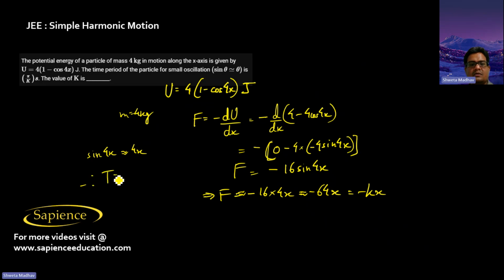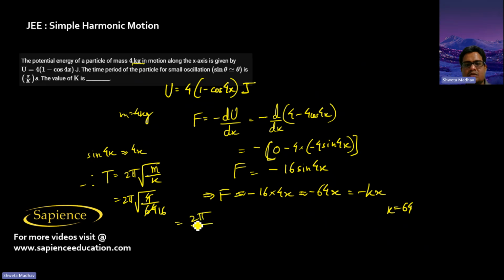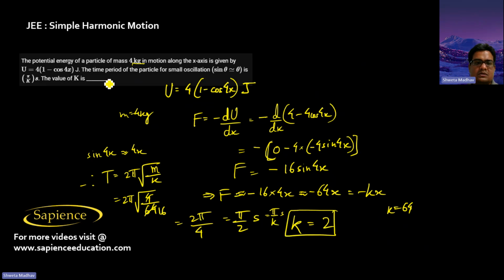Therefore, the time period for small oscillation is given as 2 pi root over m by k. Here k is equal to 64 and mass m is 4 kg. So this is 2 pi root over 4 by 64, that is 2 pi by root 16, that is 2 pi by 4, equal to pi by 2 seconds. Since it is told that the time period is pi by k seconds, k is equal to 2. So the answer is 2. Value of k is 2.